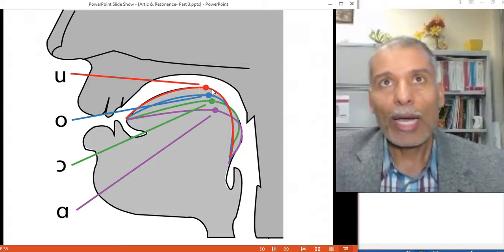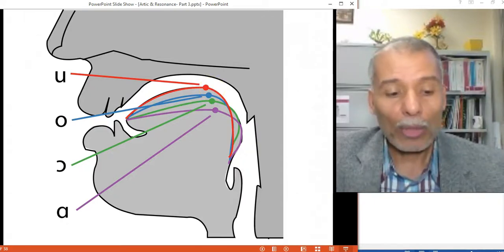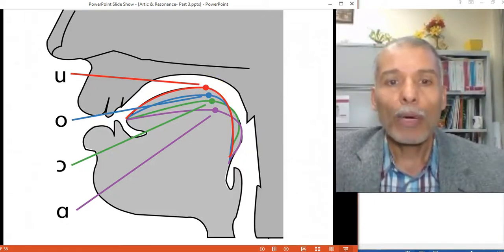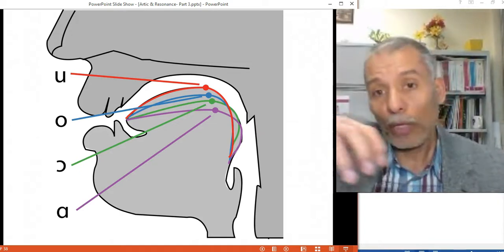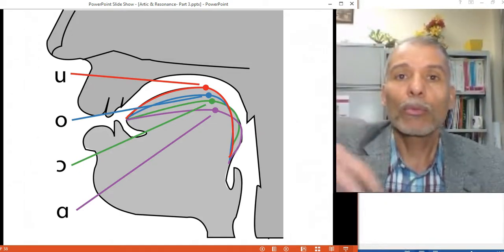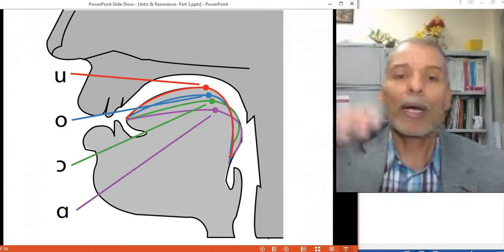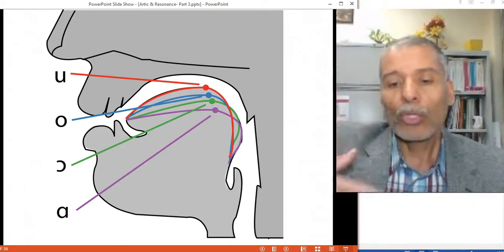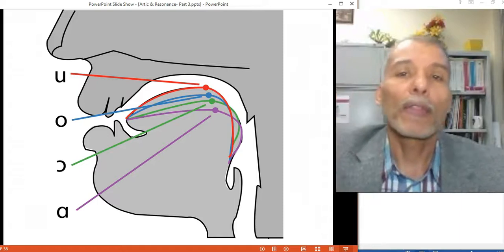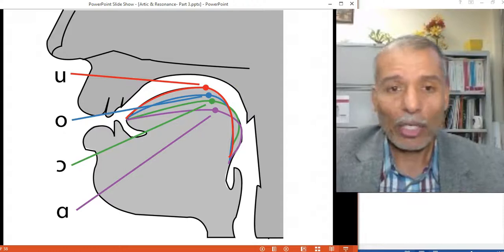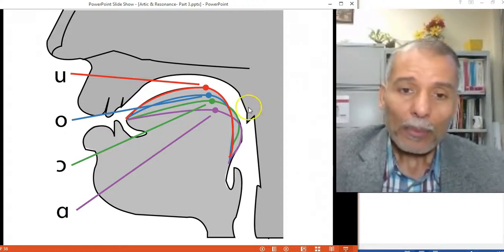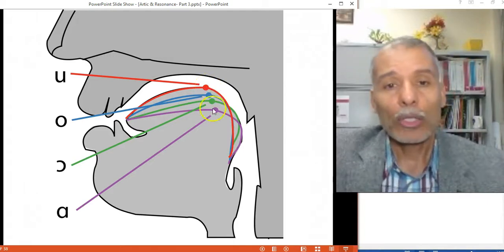So again, know that these extrinsic tongue muscles, one of the main functions of them is to move the tongue forward, back, up and down, and to do the kind of heavy lifting of the tongue. And they are essential for articulation. And know what muscle enables us to do what sounds.